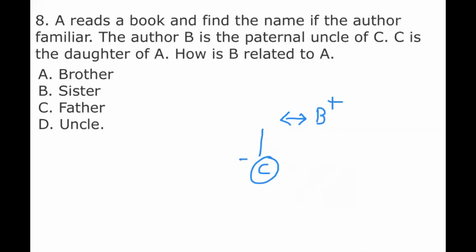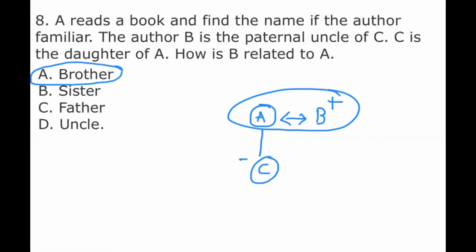Now A, someone is missing here, so that must be A here, right? Now how is B related to A? He's asking. So directly B and A are brothers. Now B must be the brother of A. So option A is right answer. Let's move on to the 9th question.